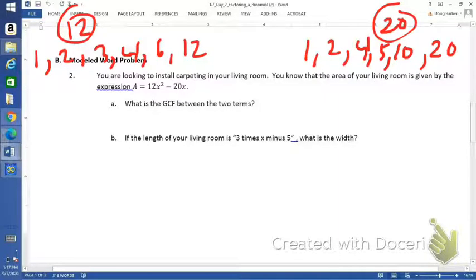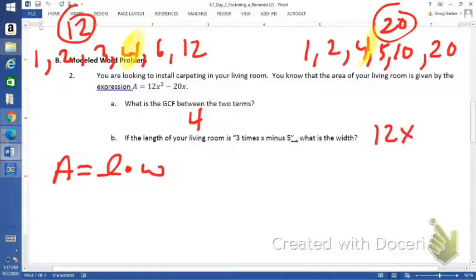Alright, what's the greatest common factor? It's going to be 4. So write that out. Alright, again we're going to assume that the living room is either a rectangle or a square, so the area then is going to equal length times width. And so what we need to do is break up 12x squared minus 20x and write it as a product of two factors.